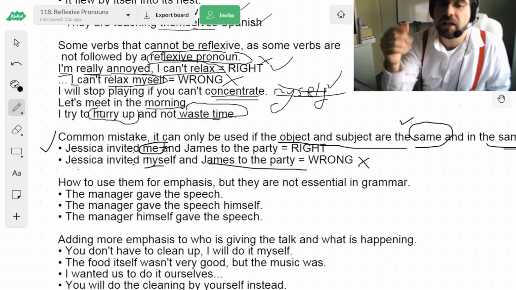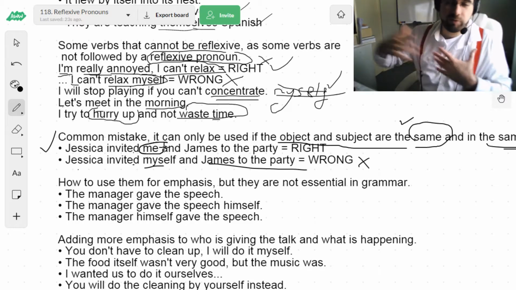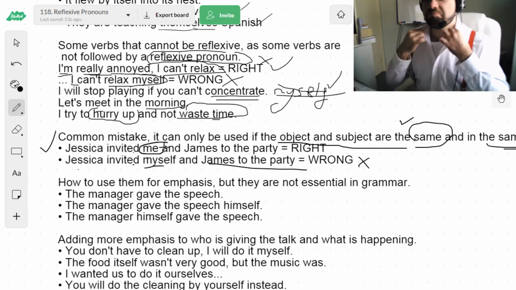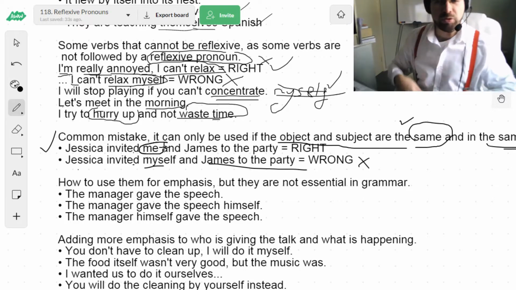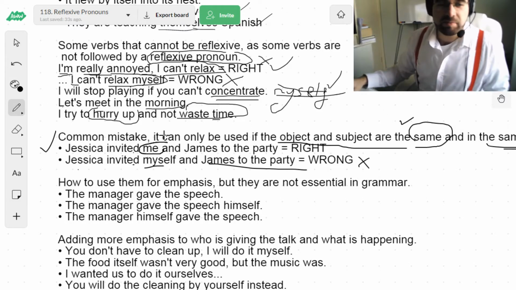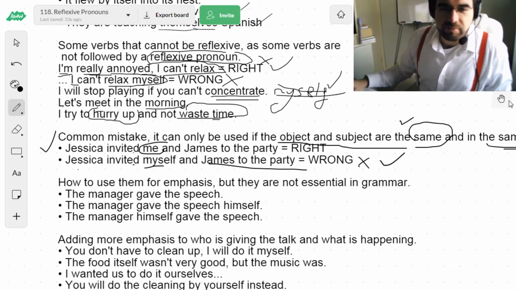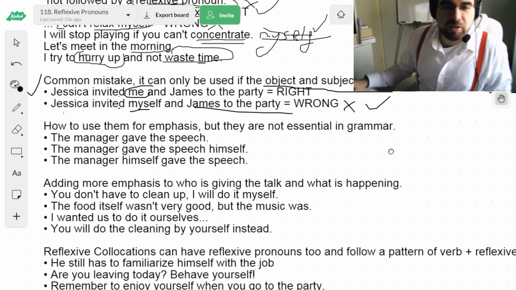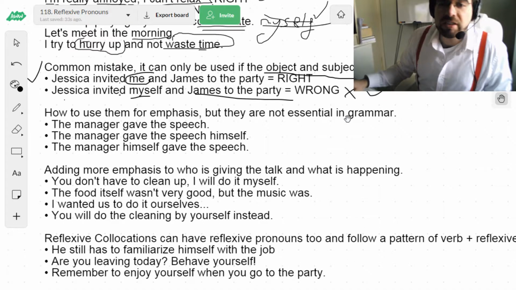You could say, I invited myself to the party. Yeah. I'll invite myself, thank you very much. Yeah, that's correct. But you can use it for emphasis, but it's not essential for grammar.